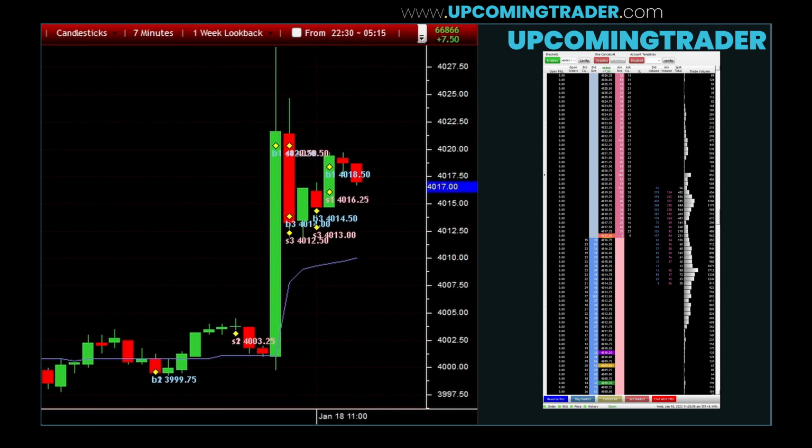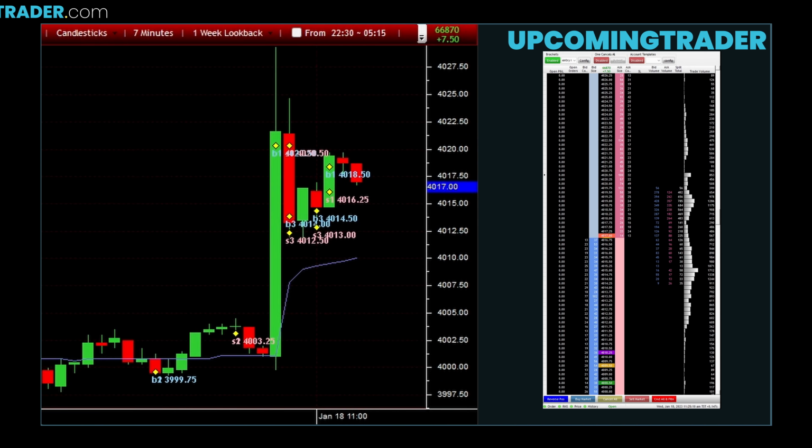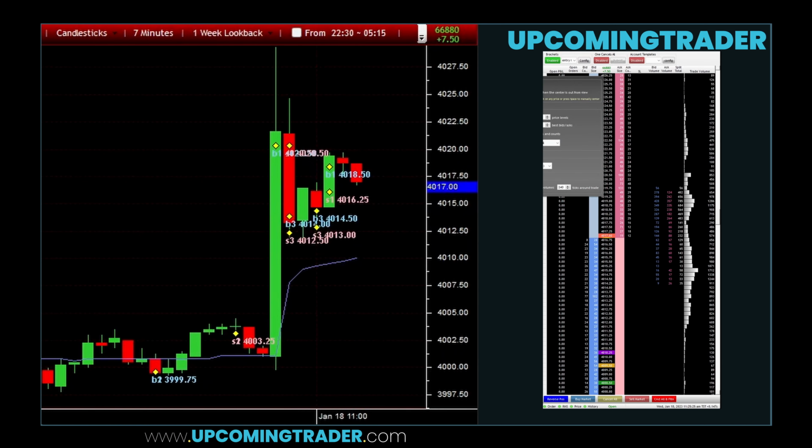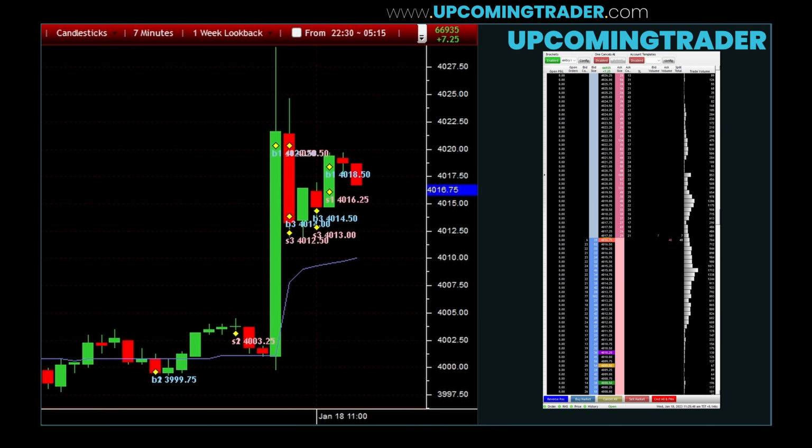Also, keep an eye out for flags and pennants. Flags are small, rectangular patterns that form after a strong price movement, often signaling a continuation in the same direction. Pennants are similar but are shaped like small triangles. Both patterns represent a pause in the market before the trend resumes. Identifying these on range charts can give you great entries for trend continuation trades.